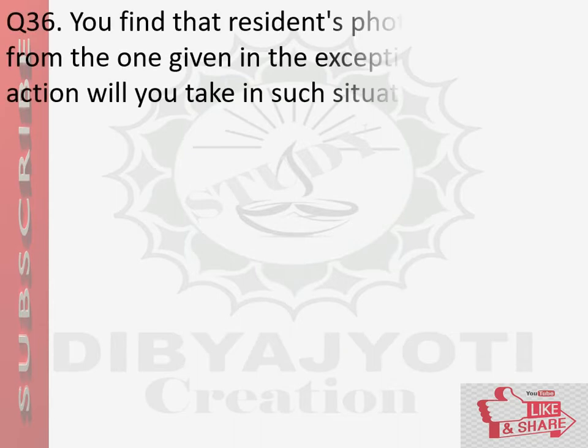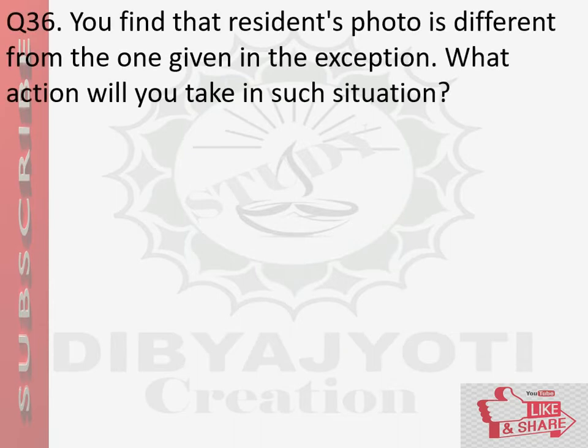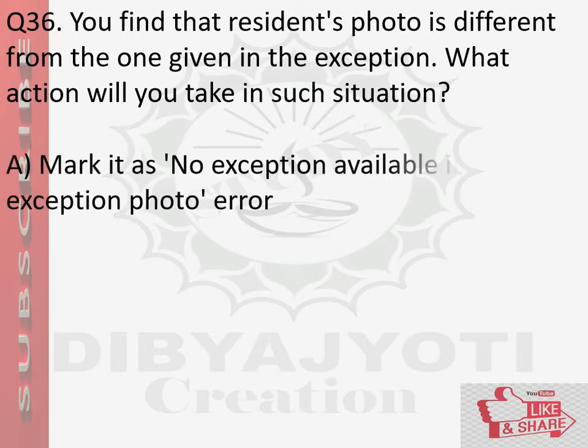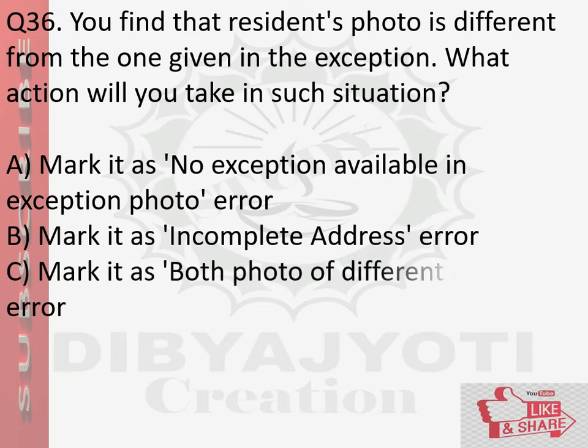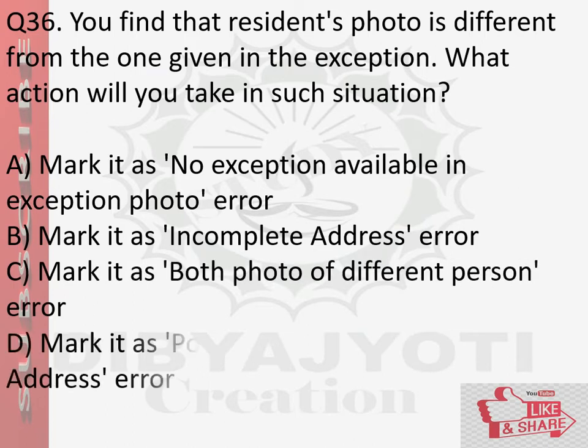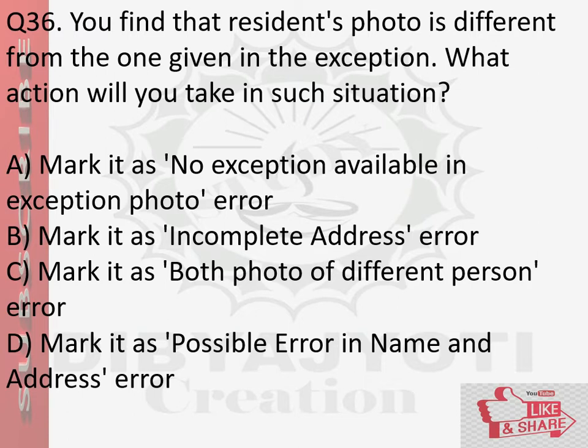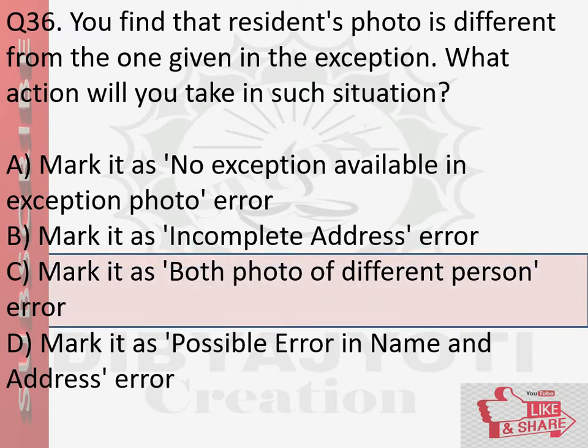Next, you find the resident's photo is different from the one given in the exception. What action will you take in such situation? Options are: option A, mark it as no exception available in exception photo error. Option B, mark it as incomplete address error. Option C, mark it as both photo of different person error. Option D, mark it as possible error in name and address error. And answer is option C, mark it as both photo of different person error.